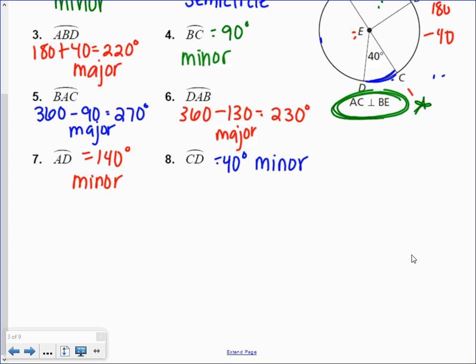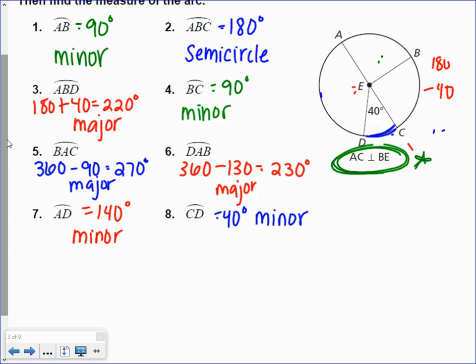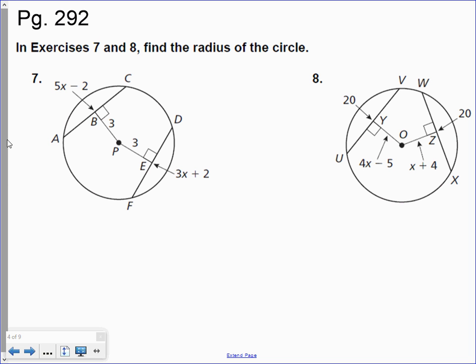Hopefully you copied all this down. We're going to do just a couple more problems here. Hopefully all 8 of those are copied. Okay, I'd love for you to flip open to page 292 now. So go a little bit further.